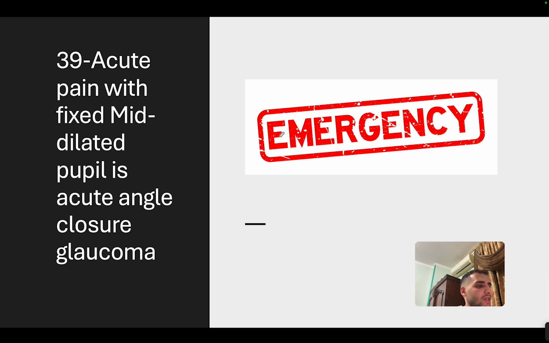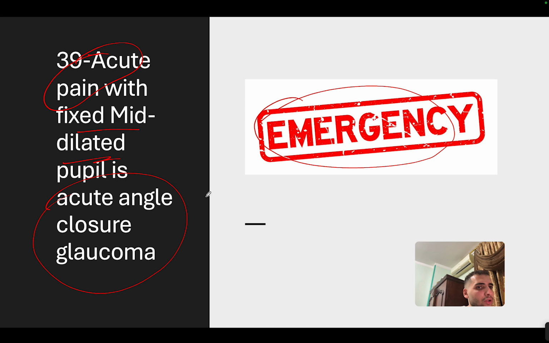Now let's discuss some ophthalmology. So when you see a person in the emergency department with sudden acute pain in the eyes, with fixed mid-dilated pupil, this is acute angle closure glaucoma. And it usually happens from anything that can dilate the pupil. So for example, if you give the person atropine, or if he enters the cinema, for example, or a dark place. If you enter a dark place, your sympathetic will be activated, it can cause dilation, okay?